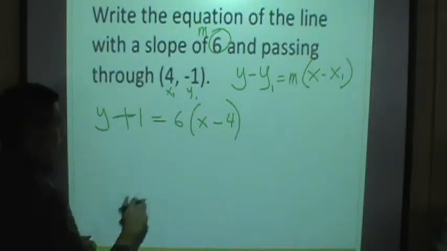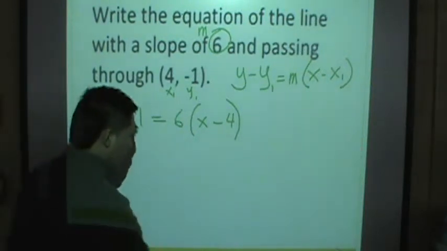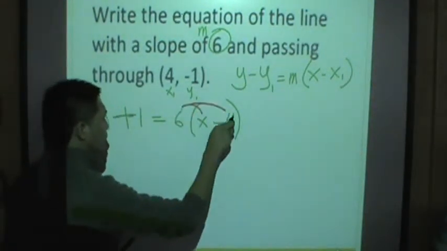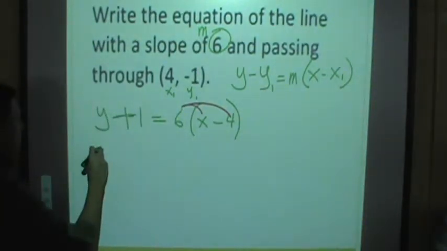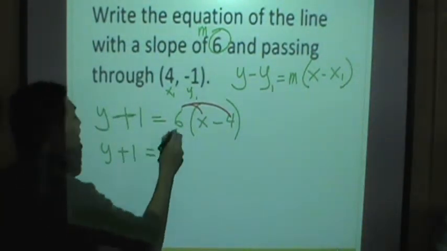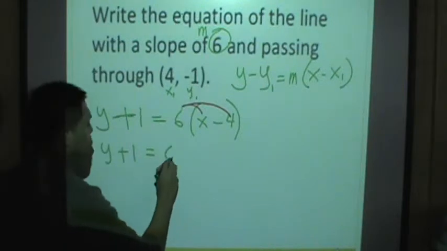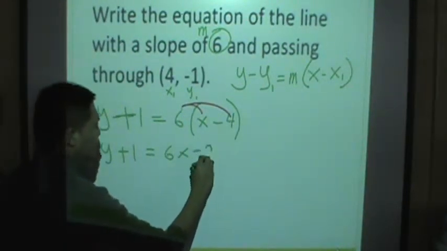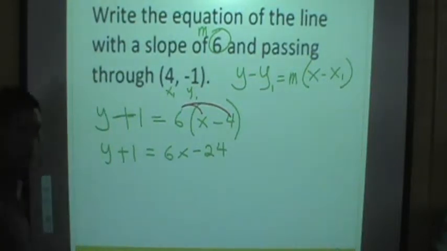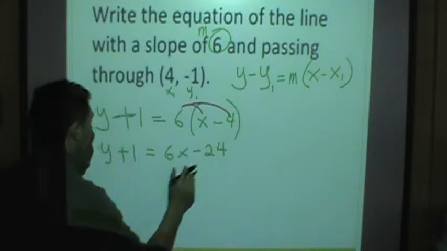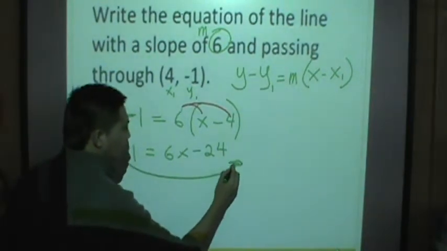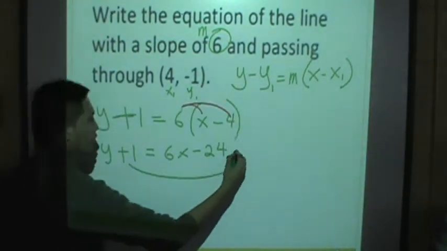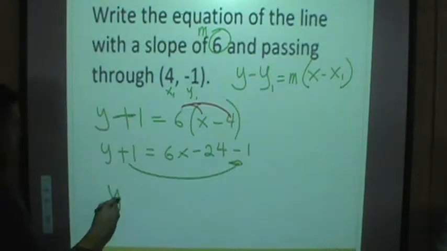We need to pay attention to that. That's going to be the first step: distribute 6. 6 times x is 6x. 6 times negative 4 is negative 24. Now, see that last plus 1? We have to move it over. Plus 1 becomes minus 1 when moved over. And now you have y alone.